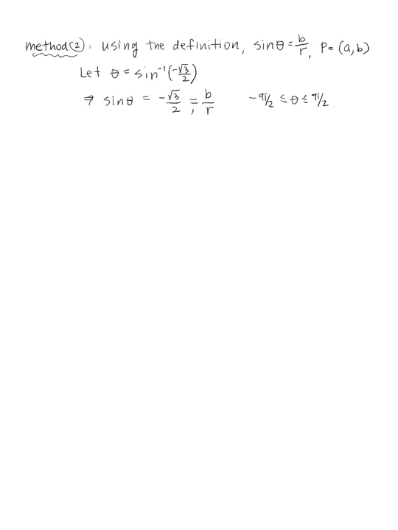So note that in this case, our b is negative square root of 3, and r is 2. We still need to find a. So let's use the formula r squared equals a squared plus b squared. So this is 4 equals a squared plus 3. So that implies that a squared is 1, so a is plus or minus square root of 1, which is just 1.